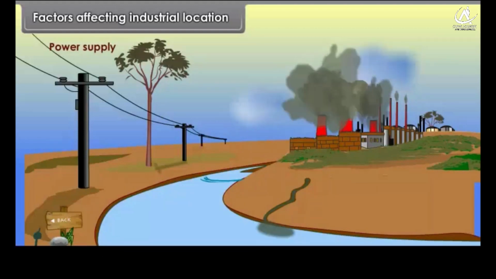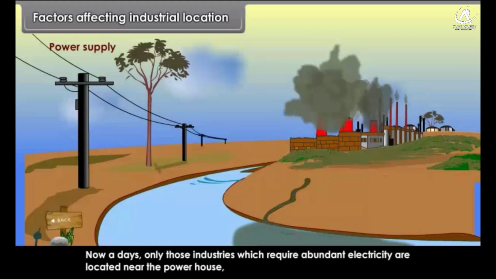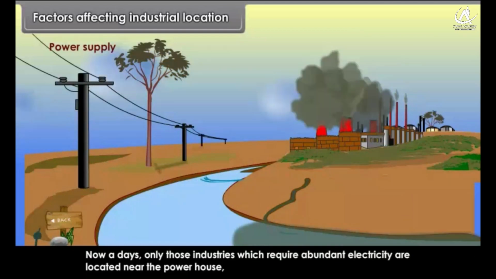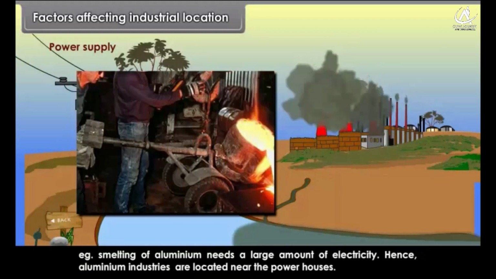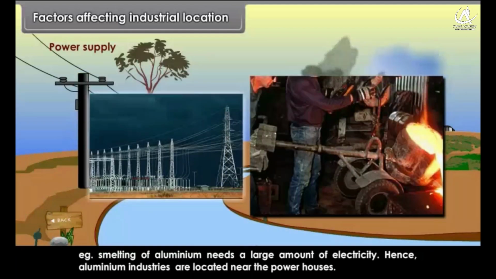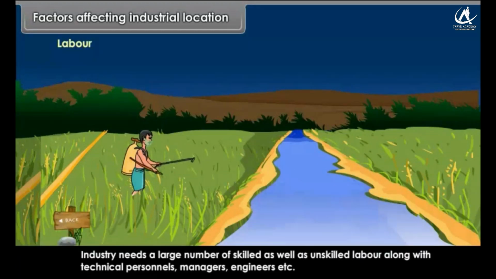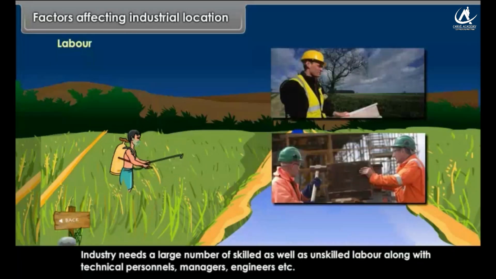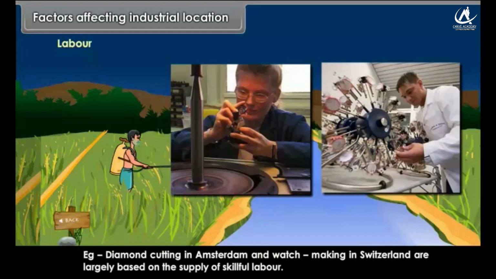Power supply. Modern industries are largely dependent on power. Nowadays, only those industries which require abundant electricity are located near the powerhouse. Example, smelting of aluminium needs a large amount of electricity. Hence, aluminium industries are located near the powerhouses. Labor. Industry needs a large number of skilled as well as unskilled labor along with technical personnel, managers, engineers, etc. Example, diamond cutting in Amsterdam and watchmaking in Switzerland are largely based on the supply of skillful labor.